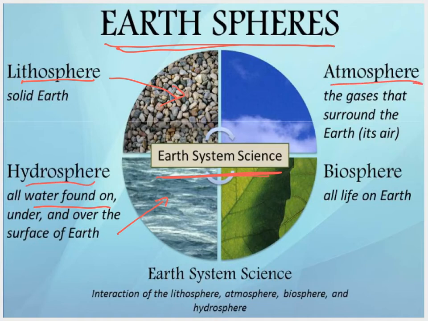We have the atmosphere, which is the gases that surround the Earth. So basically that would be like our air. And then finally we have the biosphere, and that's all the living things on Earth. Now, we can have life in the atmosphere, we can have life in the hydrosphere, and we can have life upon the lithosphere, and sometimes in, like, worms and things digging through dirt. So life kind of permeates through all of these.